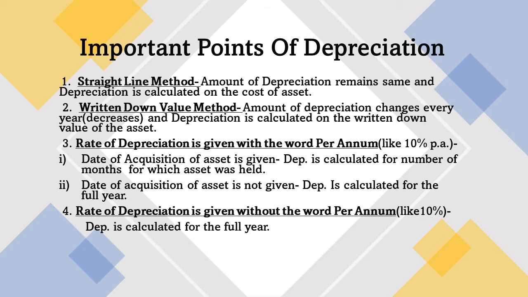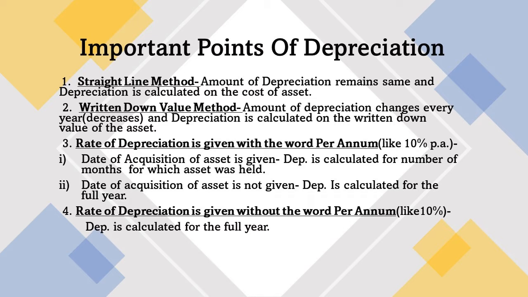And under written down value method, amount of depreciation changes every year. It just keeps on decreasing every year. And depreciation is calculated on the written down value of the asset or the diminishing value of the asset. And again, for better understanding of these 2 points, you can check my previous video where I have explained these concepts elaborately.